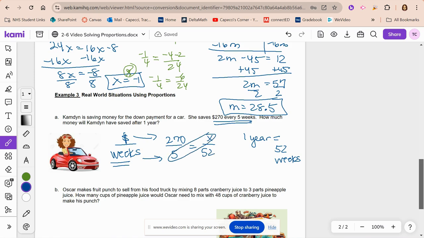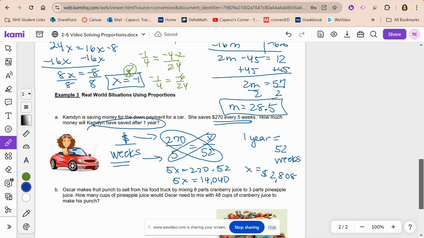Then I'm going to cross multiply, and I have 5x is equal to 270 times 52. So I have 5x is equal to 14,040. Divide both sides by 5. And I know x is equal to $2,808. So that is how much Camden would have saved after a year, $2,808.